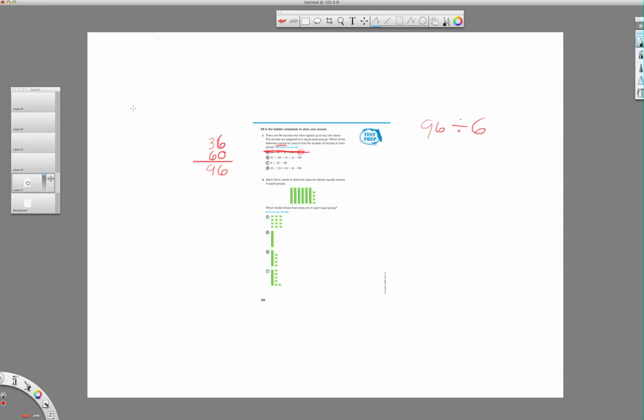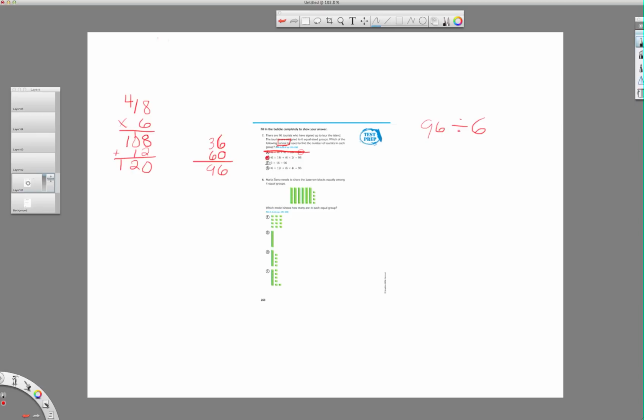6 times 18 and 6 times 2, if we add those two partial products together, does it give us 96? Let's see, 18 times 6. 6 times 8 is 48. 6 times 1 plus 4 is 108. So we already have 108, and then we also have to do 6 times 2, which is 12. 108 plus 12, that's going to be way more than 96. 8 plus 2 is 10. 1 plus 1 is 2. 120. That is not right. So it is the cannot. So your answer here should be B.